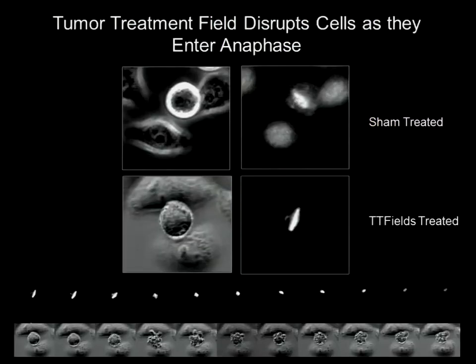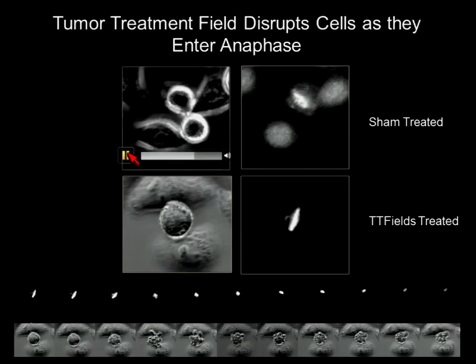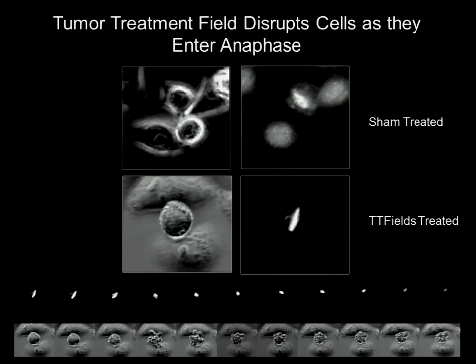So we did a long series of time-lapse observations. And could I get the top movies to play? So what we did was we synchronized cells again, and then we watched them divide. Up on the top, you see sham treatment, and you can clearly watch the cells undergo division. If you can play this again. So you see a mitotic plate, and then you see division.